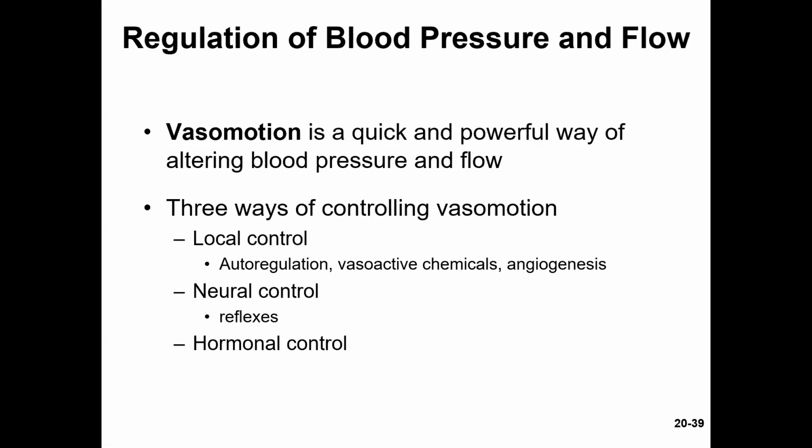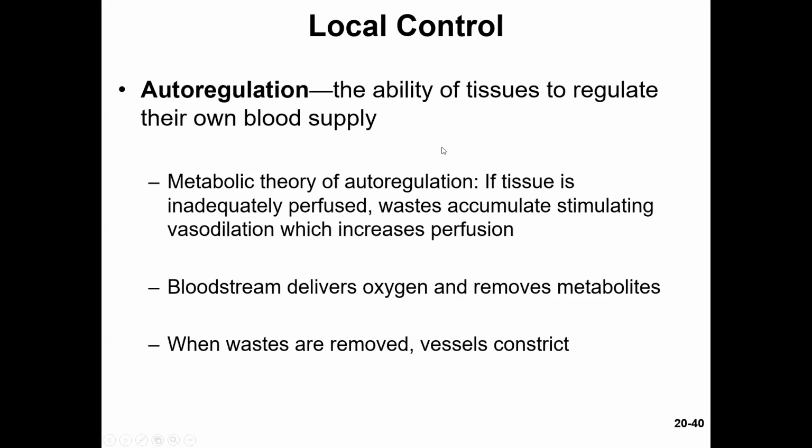Vasomotion is a quick and powerful way of altering blood pressure and flow. And there are 3 ways of controlling vasomotion: local control by autoregulation, vasoactive chemicals, and angiogenesis; neural control through reflexes; and hormonal control. Autoregulation is the ability of tissues to regulate their own blood supply. The metabolic theory of autoregulation says this: if tissue is inadequately perfused, waste accumulates, stimulating vasodilation, which increases perfusion.